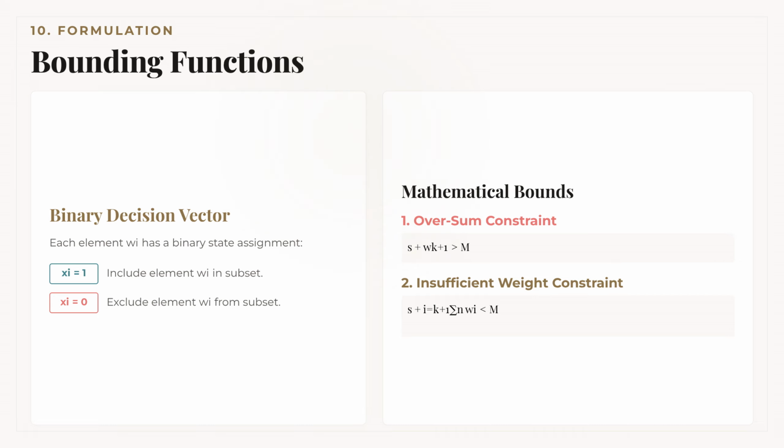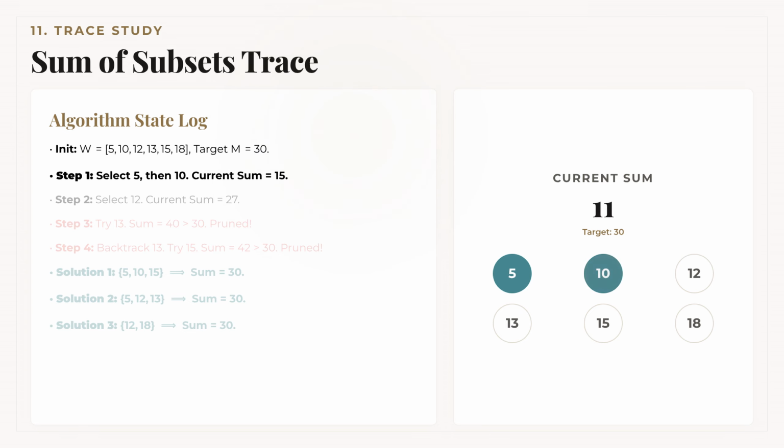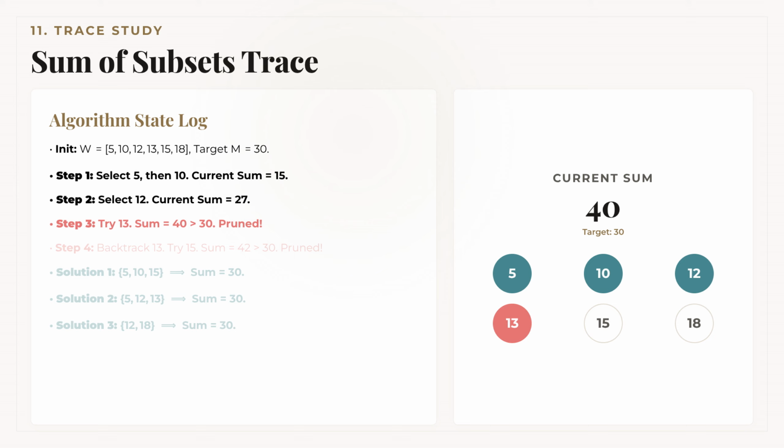Let us consider an example. Suppose the weights are 5, 10, 12, 13, 15, and 18. The target sum is 30. We begin by selecting 5, then we include 10. The current sum becomes 15. Next, we include 12. The sum becomes 27. Now, if we include 13, the total becomes 40, which exceeds the target. Therefore, this branch is discarded.